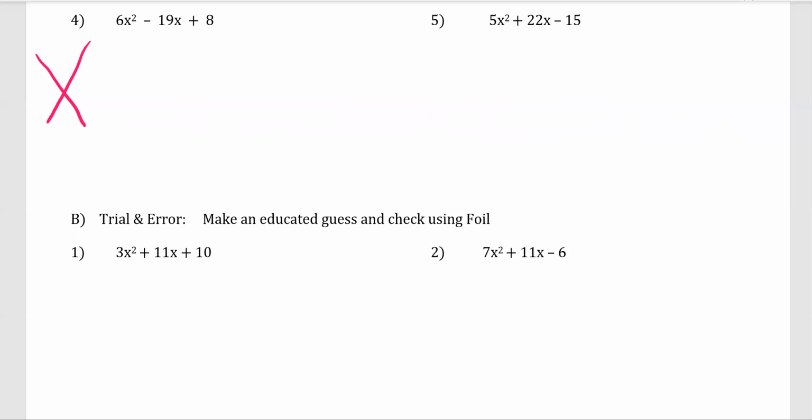A is 6, C is 8, A times C is 48. We need the factors of 48 that add to negative 19. Negative 3 times negative 16 is positive 48, and the sum is negative 19.